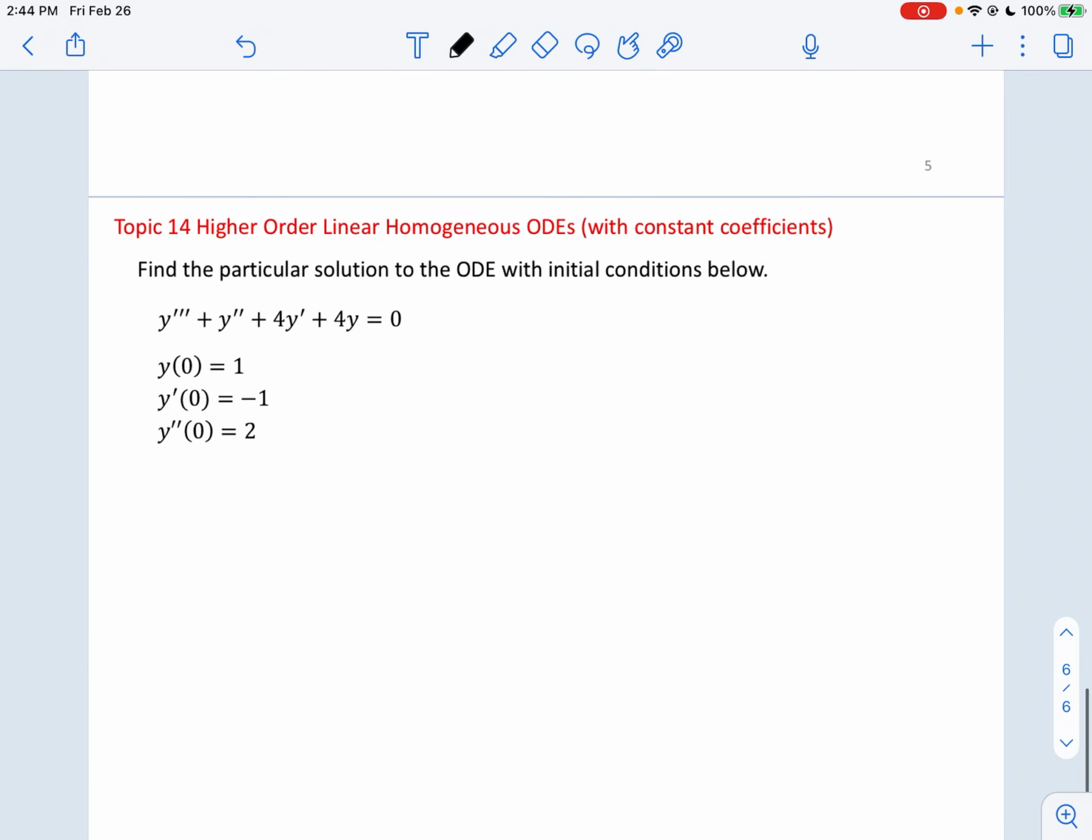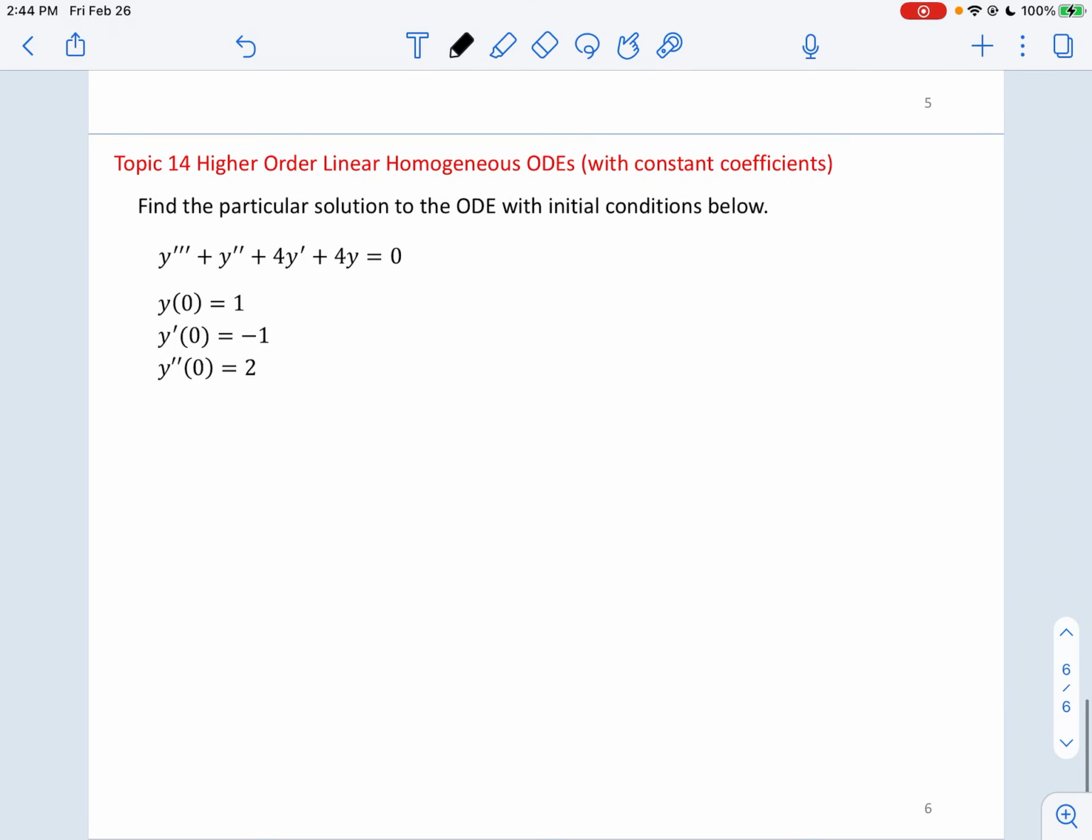All right, just one more slide for this lesson. Now we're going to find a particular solution because we have some given data here. And you'll notice this is pretty similar to one of the ones we did before, but it doesn't look quite the same. So let's go ahead and work it out and see what we get.